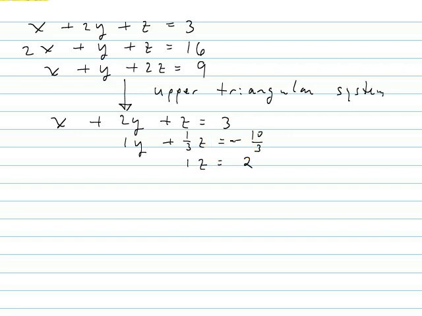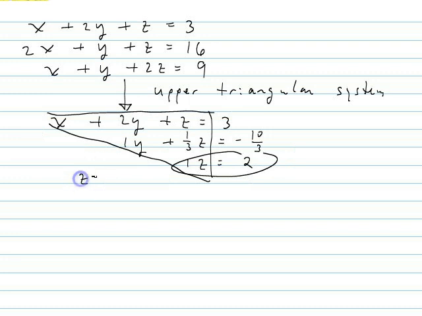If you can get something like this upper triangular system, it's called that because this looks like a triangle now. If you can accomplish that, it's very easy to finish the question because the last equation is just one of the answers. Then you could take that z equals 2 and plug it into the middle equation.